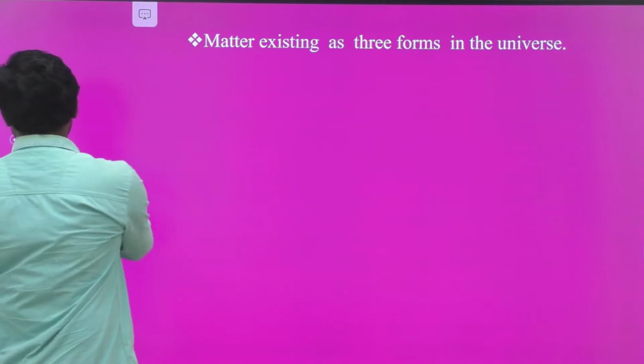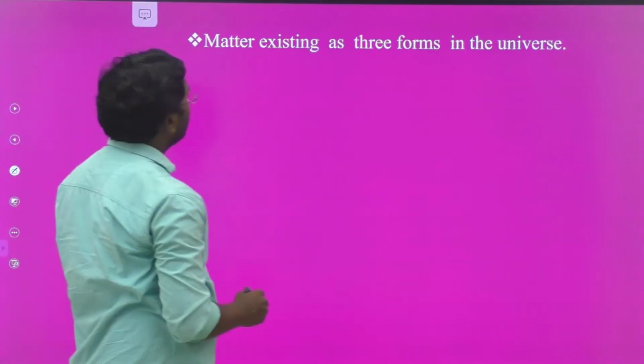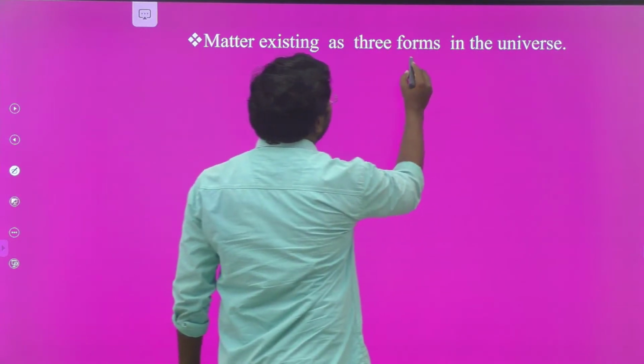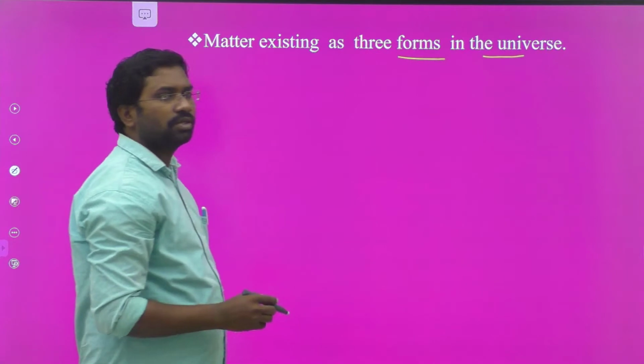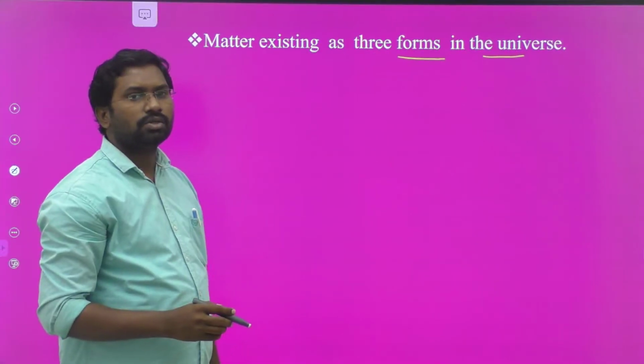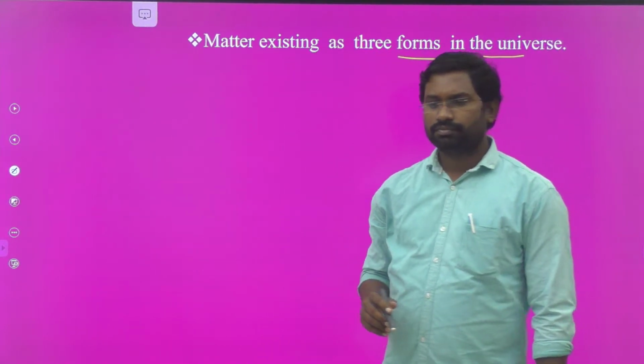So, the general introduction regarding matter. What is meant by matter? Matter exists in three forms in the universe. So first of all, what is meant by matter? According to chemistry, how can we define matter?